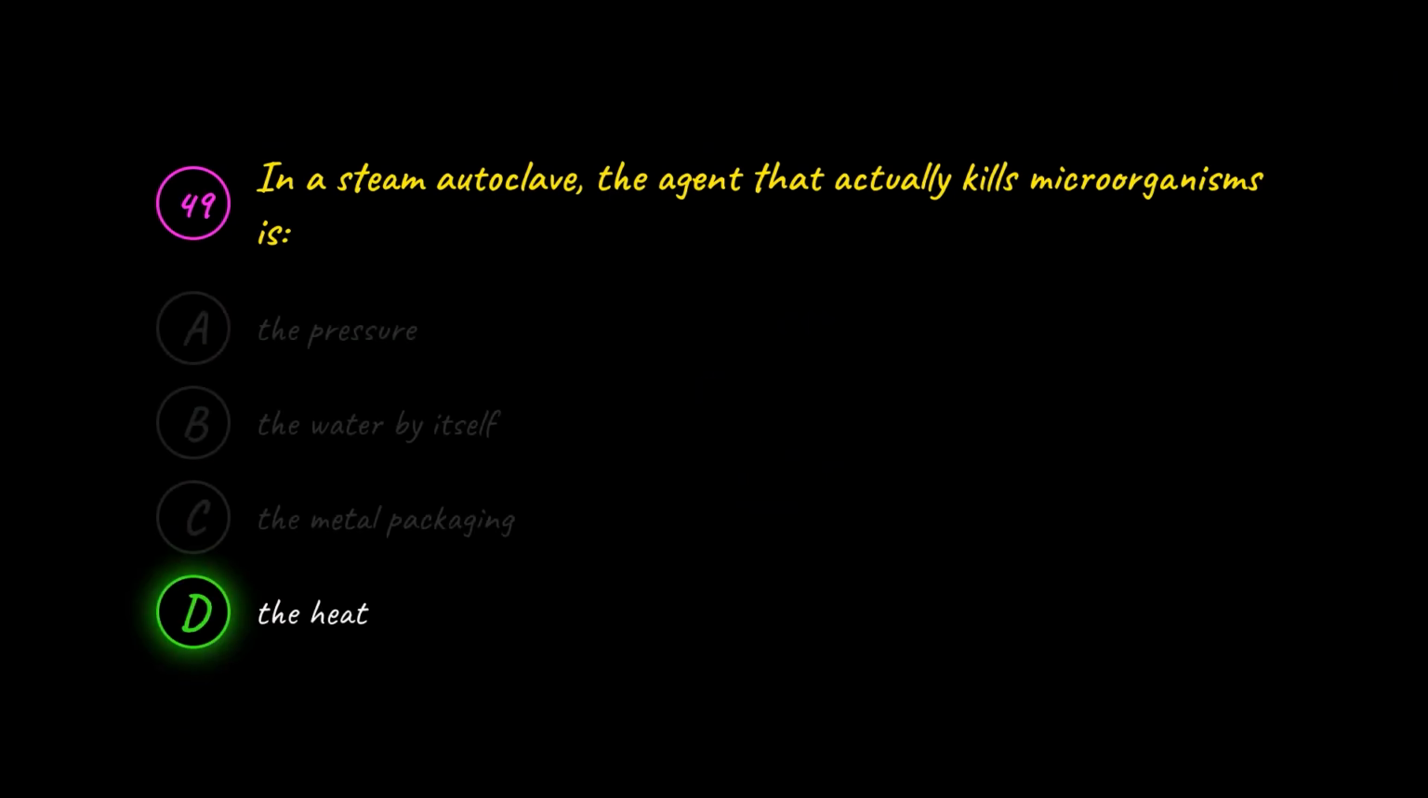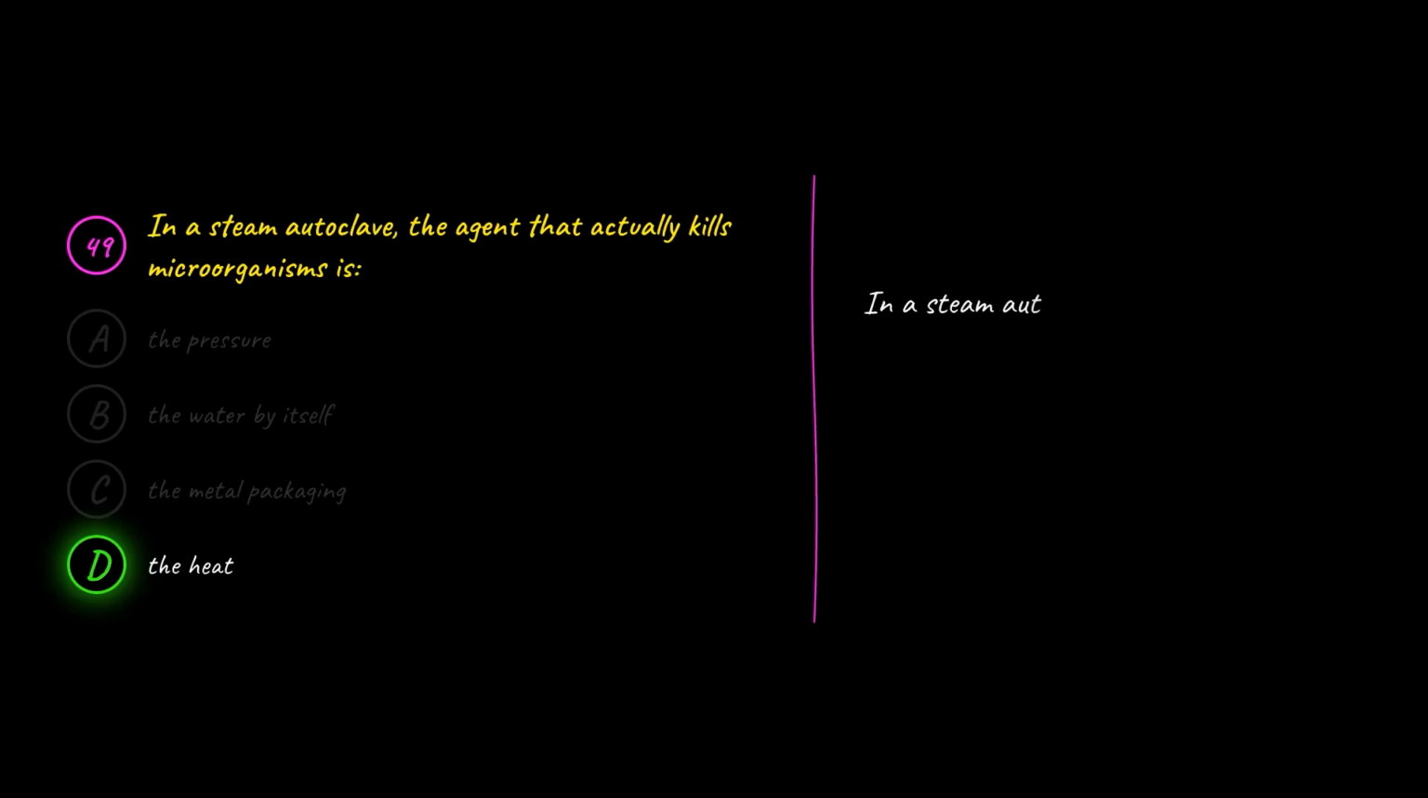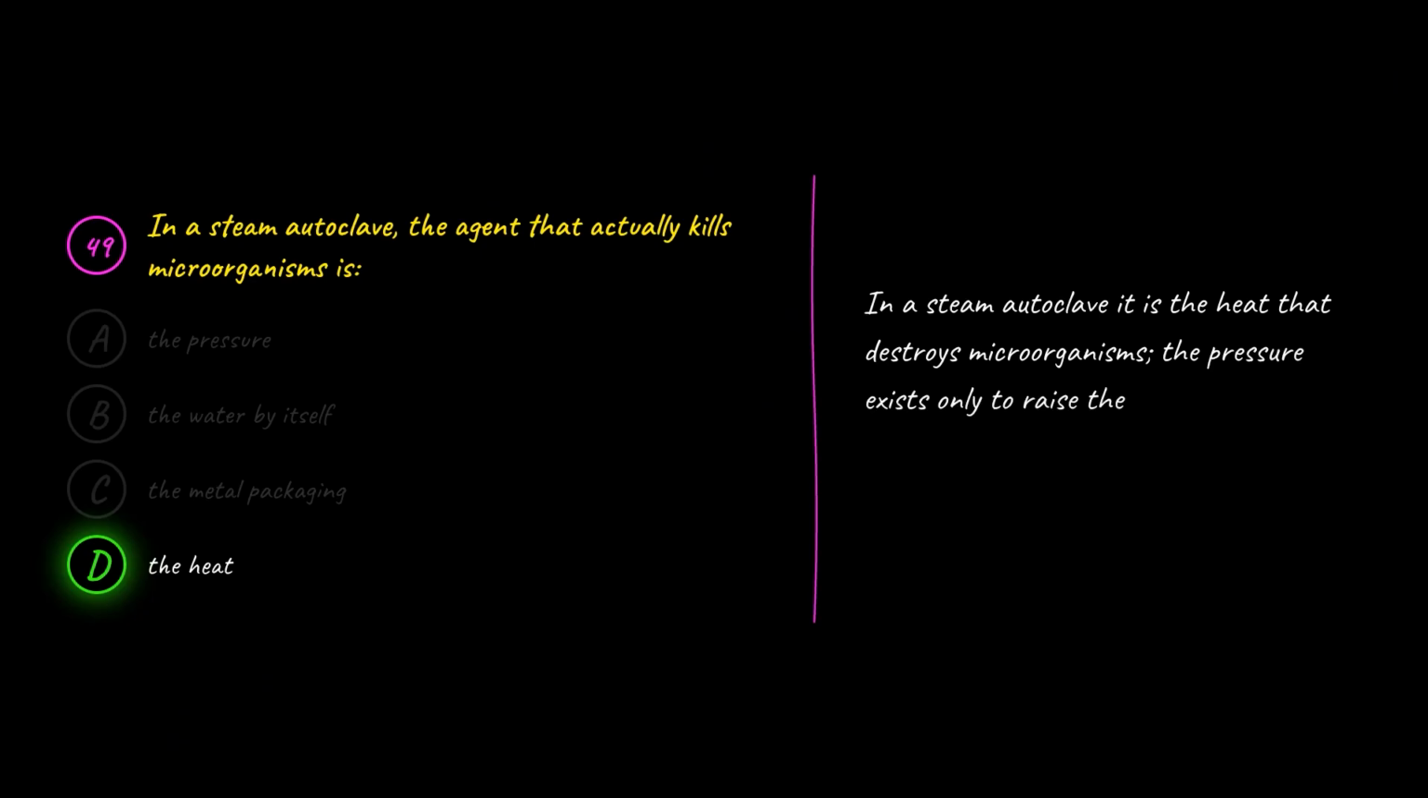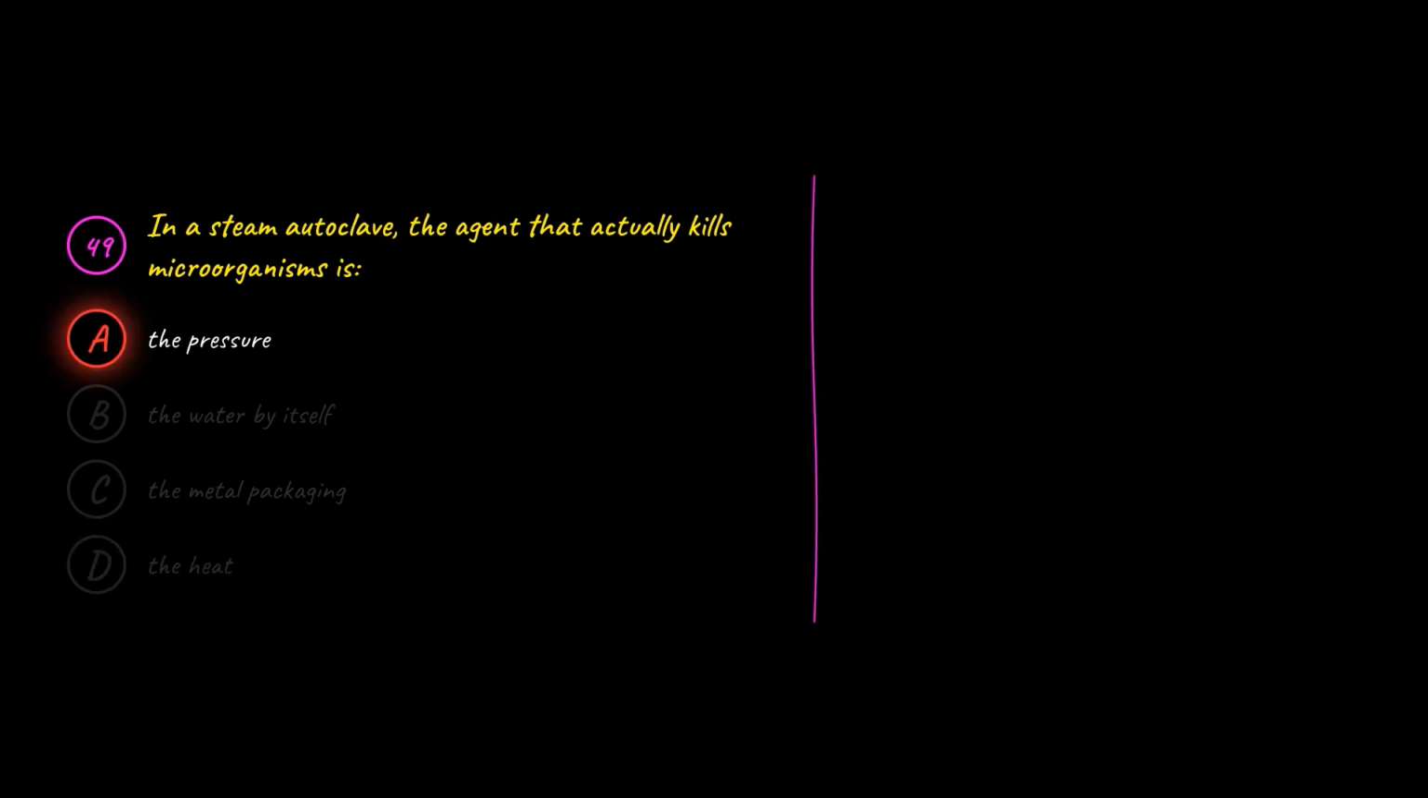The correct answer is D, the heat. D is correct because in a steam autoclave, it is the heat that destroys microorganisms. The pressure exists only to raise the steam to the high temperature needed, so the lethal factor is the heat itself. A is wrong because pressure alone does not kill microbes.